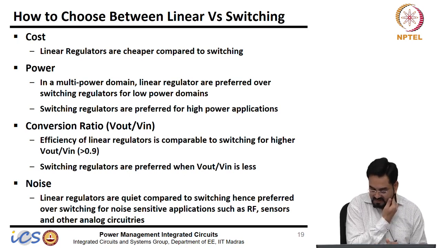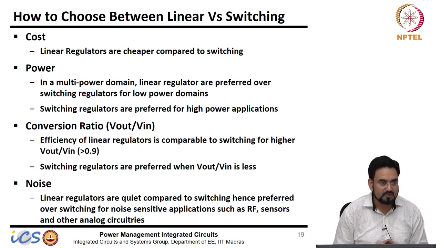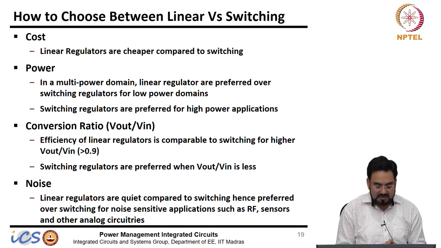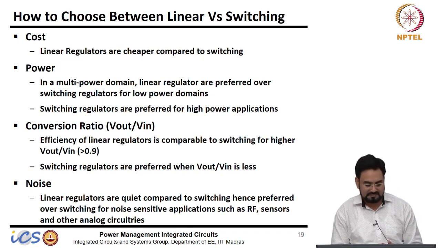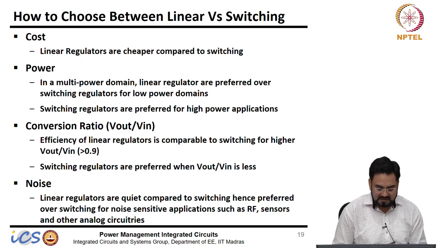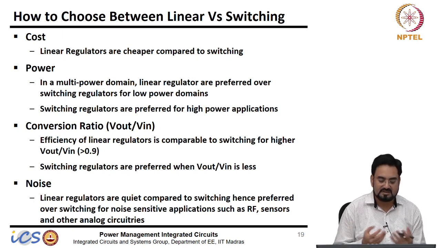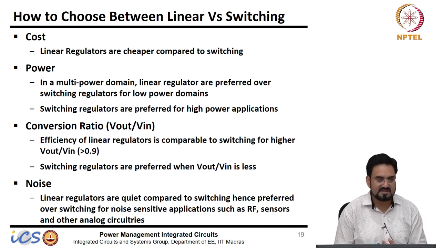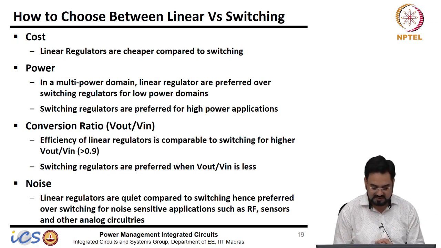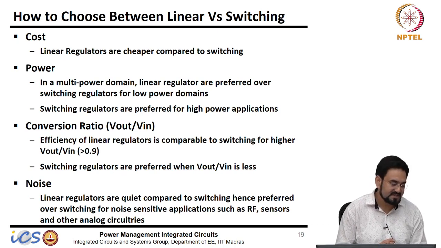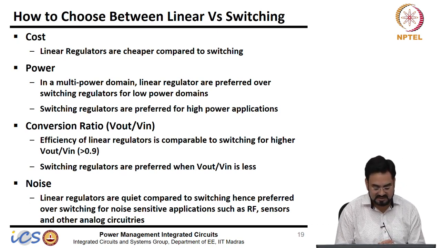Then conversion ratio. Conversion ratio means the ratio of output to input voltage. The efficiency of a linear regulator is comparable to a switching regulator for higher Vout over Vin, because the efficiency of a linear regulator is nothing but Vout over Vin. So if your Vout by Vin ratio is more than 90% or 0.9, then your linear regulator will have efficiency more than 90%, which will be as good as a switching regulator. So we can always prefer linear if the dropout voltage is less, or Vin minus Vout is smaller.